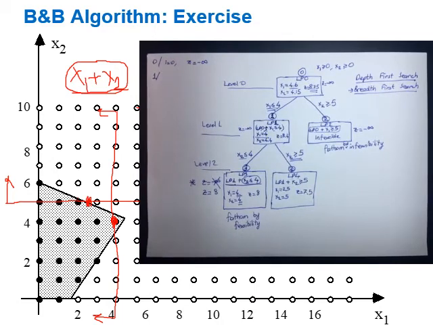Now, according to the steps of the algorithm, I need to make a decision. Should I fathom this one or should I continue? Now you should be able to answer this question by yourself. Whenever I ask this question, please stop the video and try to answer by yourself. Should I continue here or should I fathom? If I fathom, what's the reason?